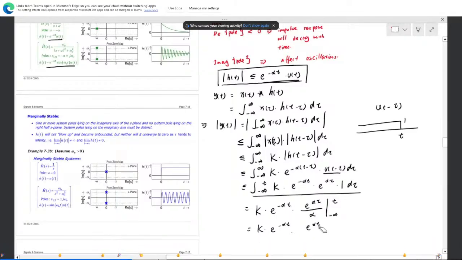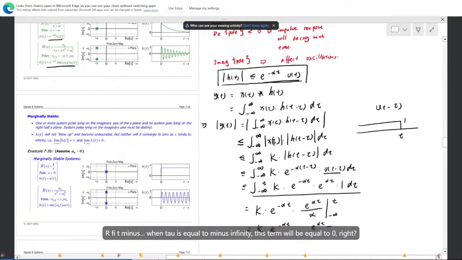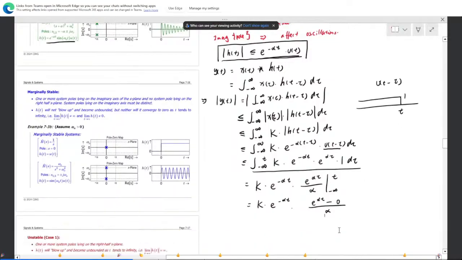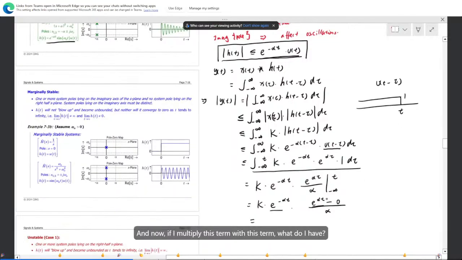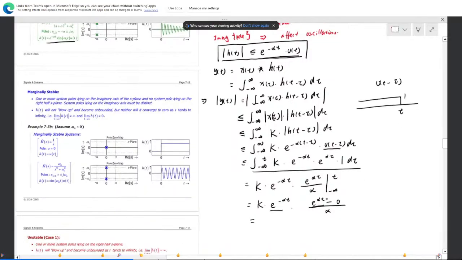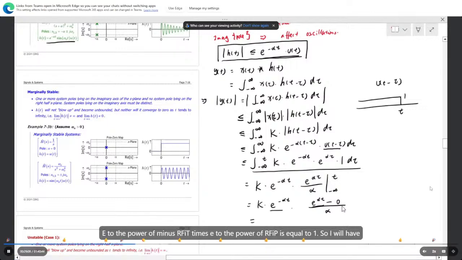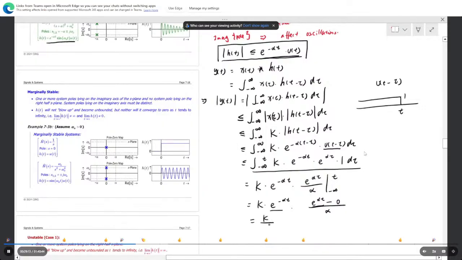Oh, here is minus e to the power of alpha t minus, when tau is equal to minus infinity, this term will be equal to 0, right? Minus 0 divided by alpha. Okay. And now if I multiply this term with this term, what do I have? E to the power of minus alpha t times e to the power of alpha t is equal to 1. So I will have k over alpha.